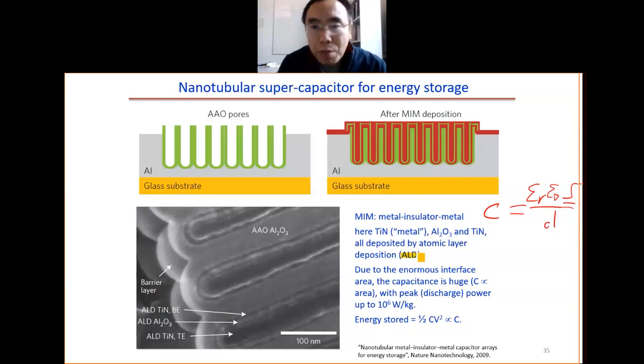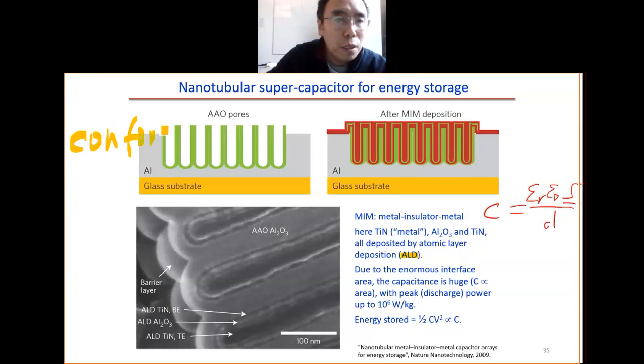I believe you have learned about ALD in NE353. This is atomic layer deposition. You deposit layer by layer, in an extremely conformal, very, very conformal deposition. You can grow something like this, just following the wall perfectly. If you do sputtering, this will not work.